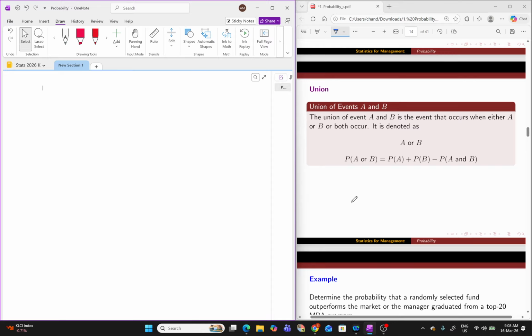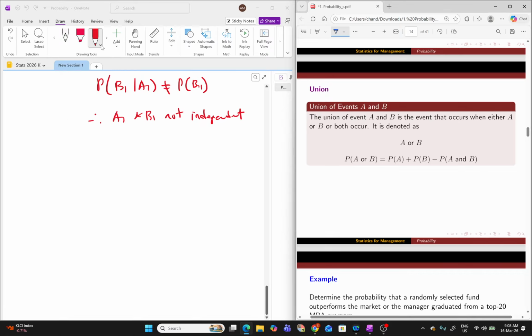The next one is a union. Union is with the word "or". So the formula for union is this. This is the formula for union, A or B.